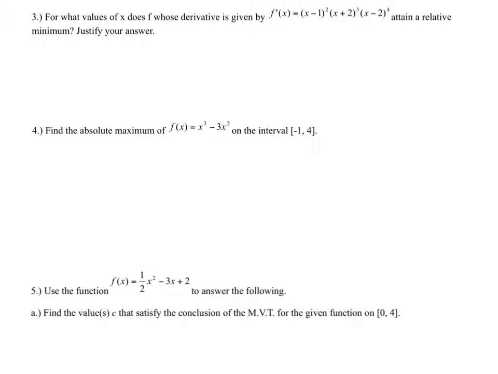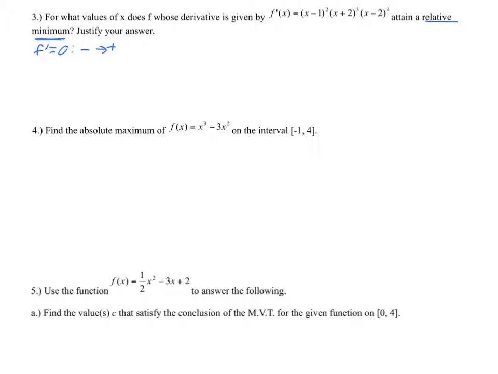Hi. So here are questions 3, 4, and 5. And in question 3, what we want to do is find where this function, knowing its derivative, has a relative minimum. So again, whenever we see a relative minimum, when does f prime equal 0? And it has to change from negative to positive.